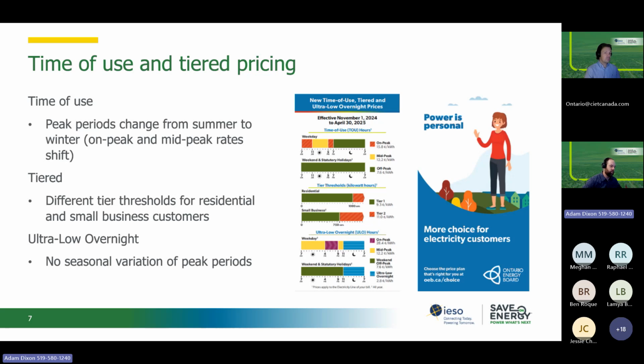From May 1st, that would switch, where the mid-peak is actually 7 a.m. to 11 a.m. and 5 p.m. to 7 p.m., and the on-peak is 11 to 5. They adjust those based on the demand within the province. In the summer, when more air conditioning is on, they want to motivate people to use a little less energy during the day, so they can predict and account for demand and not have to put on as many generators as possible within the province.